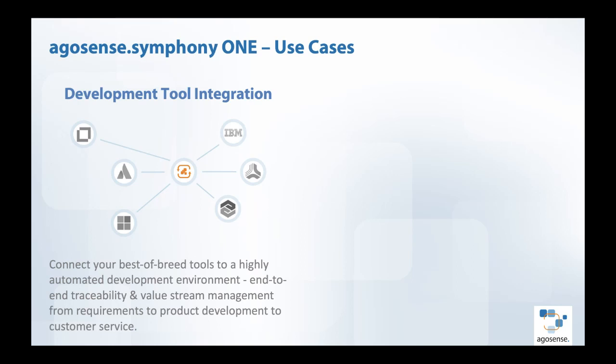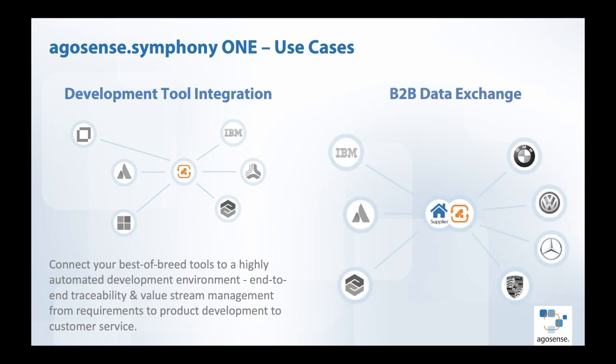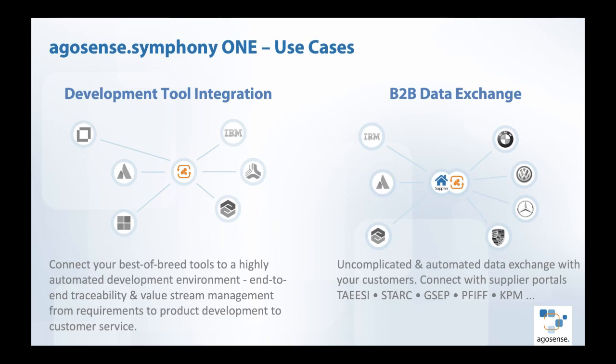The second use case is if you also have external business partners you want to exchange data with. We call it B2B data exchange. Here you can also open your system. Usually in the automotive industry, the big OEMs or car manufacturers have so-called supplier portals you can connect directly to. With our adapter portfolio, we enable a completely seamless and automated data transfer, so that your developers do not have to care how to connect, even if there is another interface. They just work in the tool they are familiar with, for example Jira, a Codebeamer application, PTC Integrity or whatever.